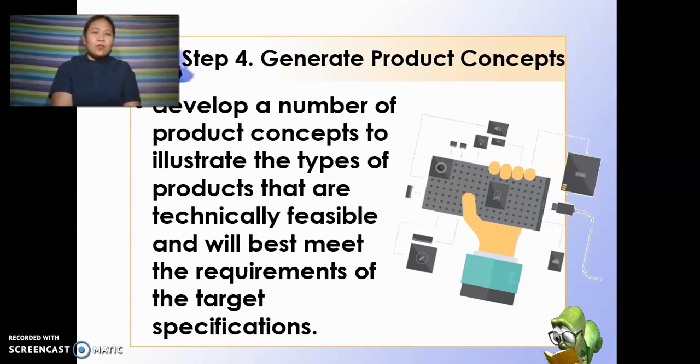Next one. For this next step, step 4, we generate product concepts. In this stage, we are now going to develop a number of product concepts to illustrate the types of products that are technically feasible and will best meet the requirements of the target specifications. So after we have gathered the customers' needs and wants and the available products in the market, we can now generate our own product concepts.